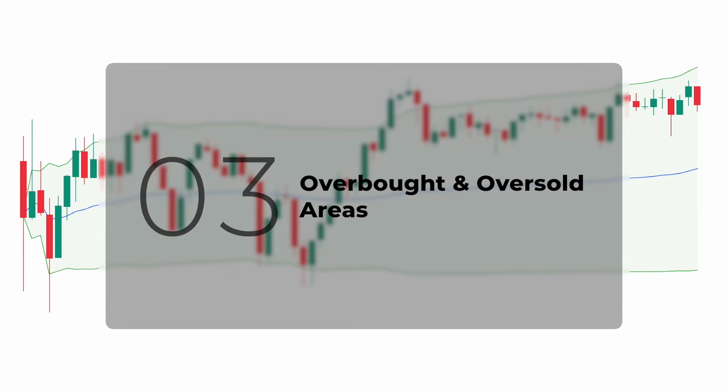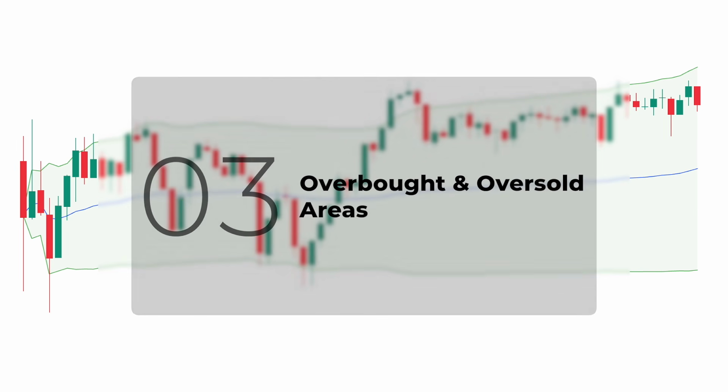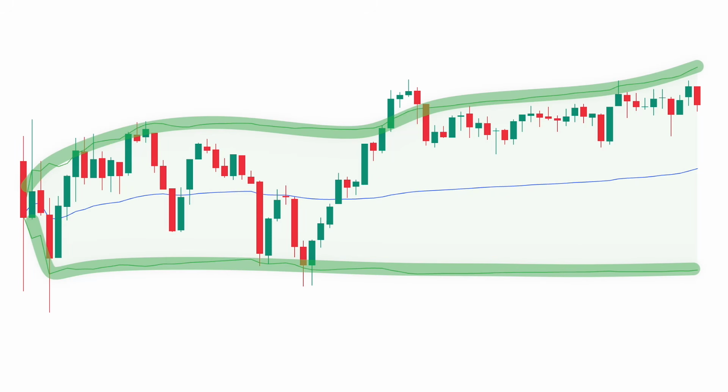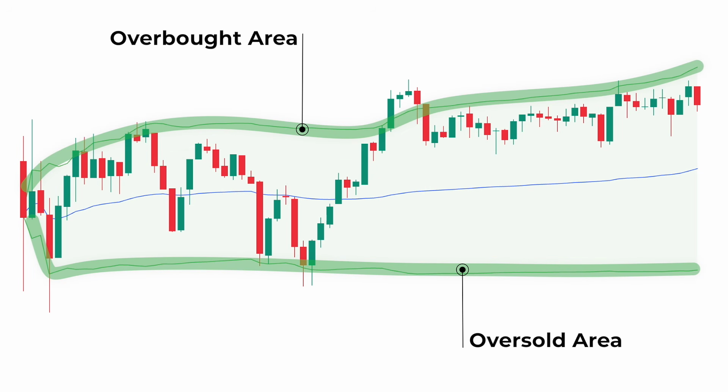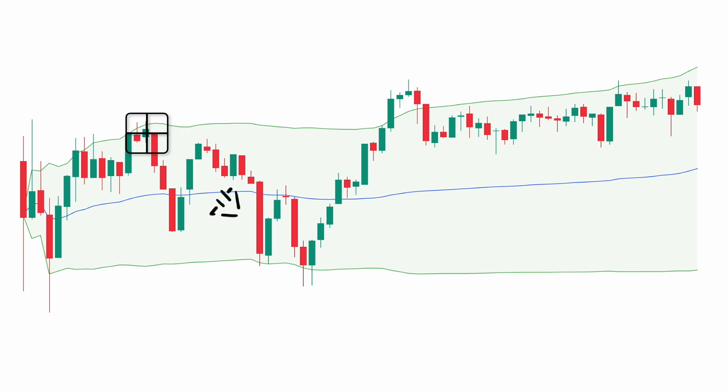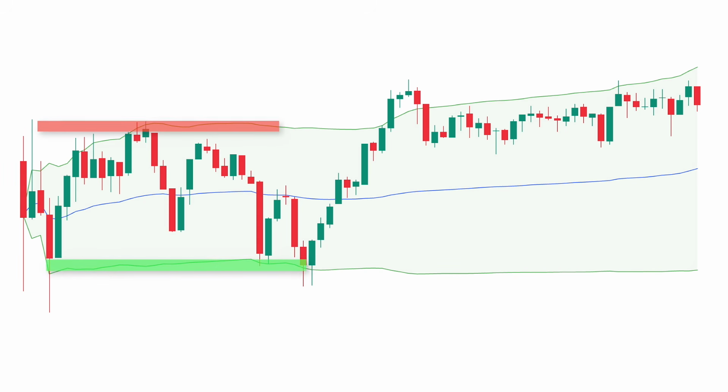Use 3. Overbought and oversold areas. The bands above and below the VWAP can act as overbought and oversold areas on the chart. When the price comes near the upper band, we might see a pause and a reversal downwards. Similarly, if the price comes near the lower band, it might pause and reverse upwards. These bands can be extremely powerful when they coincide with support and resistance levels.